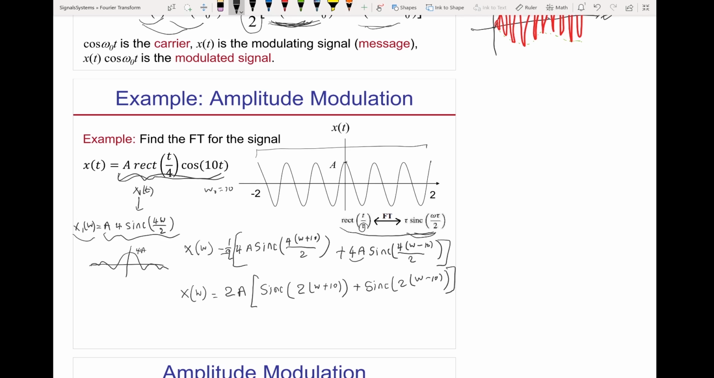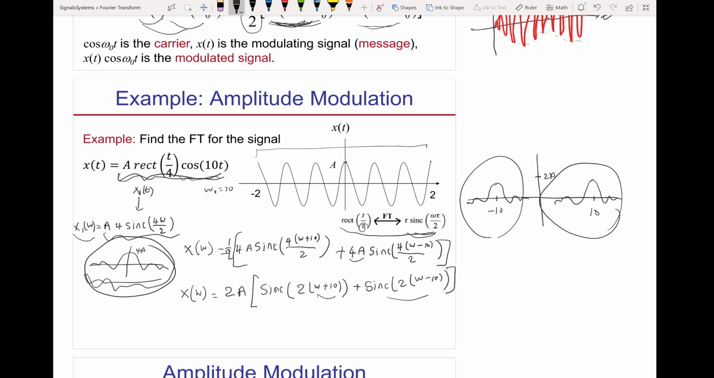So basically it is a sinc function centered around minus 10, and another sinc function centered around positive 10, with amplitude 2a. So we started with a message signal, which is a sinc function with amplitude 4a. Because of the amplitude modulation, or multiplying by the cosine, we shifted the spectrum to be centered around 10 and minus 10.